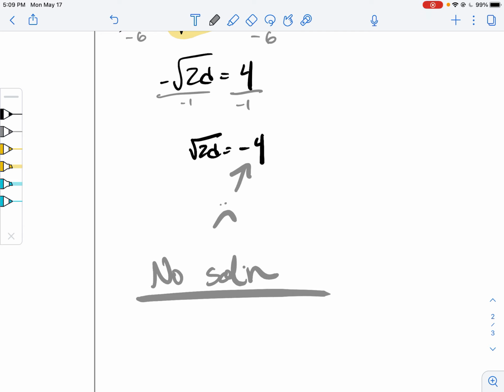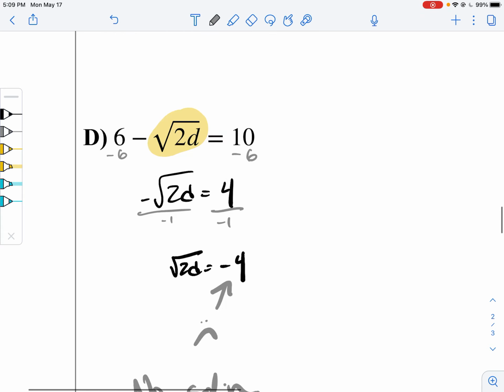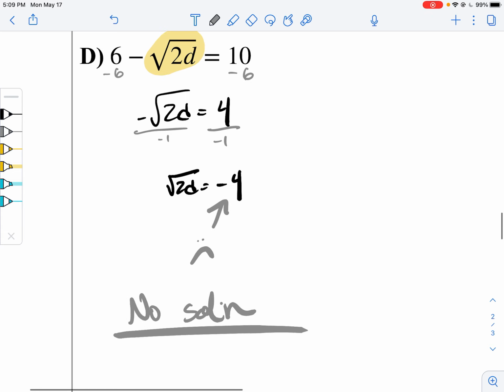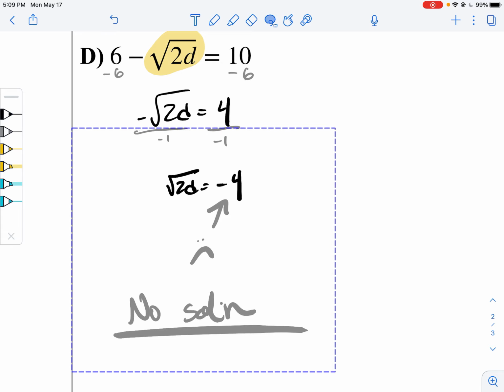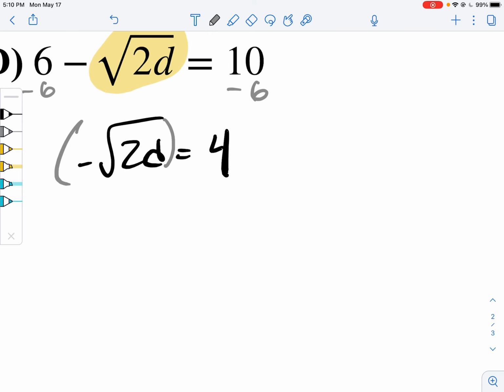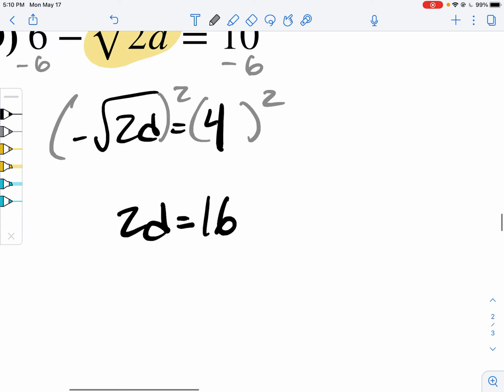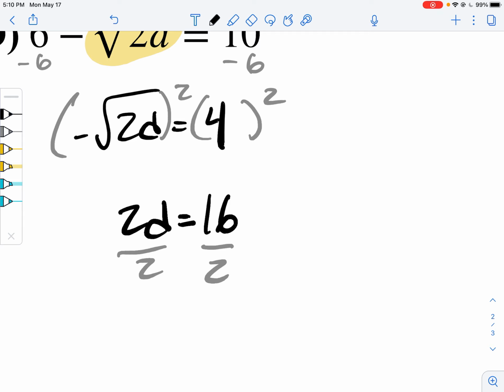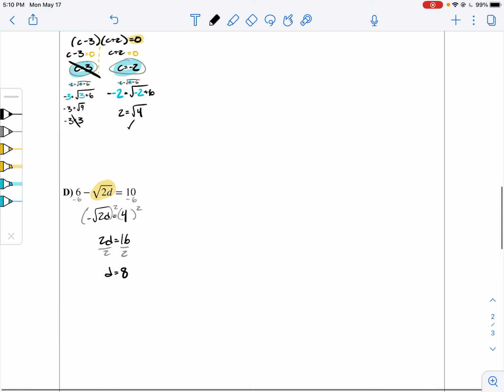I totally solved that differently than my notes. What did I do? Oh, I legit just squared both sides. And I said, okay, well here 2d equals 16, and then I divide by 2 to get d equals 8, and then I plugged it all back in to find out that there was no solution. Oh well.